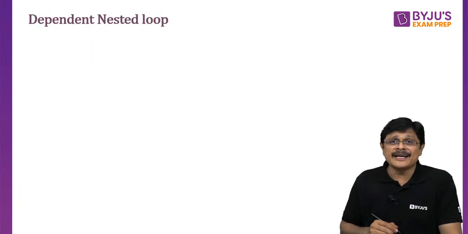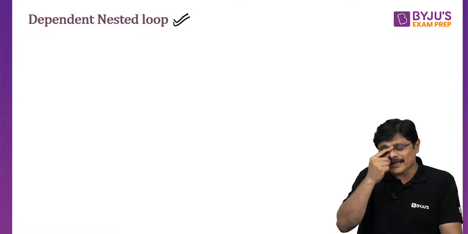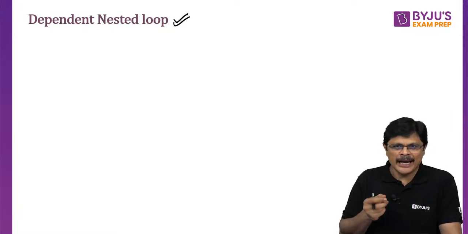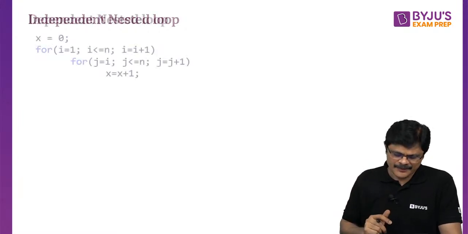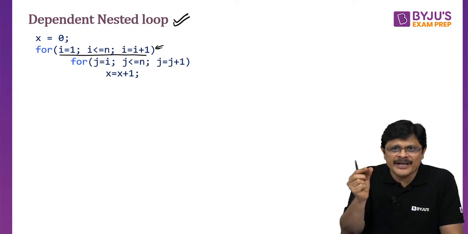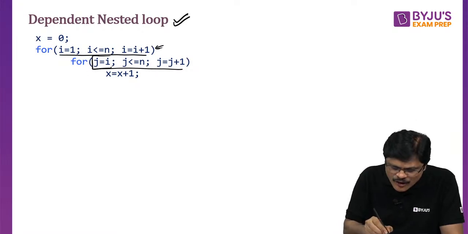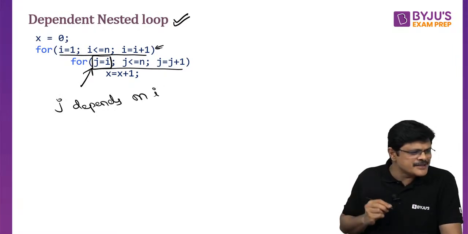Now you see this dependent nested loop. Maybe tomorrow we discuss the problems on this dependent nested loop. We need to be a little careful with this. Of course, there is a shortcut for how to handle these dependent nested loops. That we'll discuss tomorrow, but let us understand what is this dependent nested loop. Now look here. For the first for loop, the outer for loop, I is the loop variable, whereas for the inner for loop, j is the loop variable. But you see, j depends on I. The value of j depends on I.